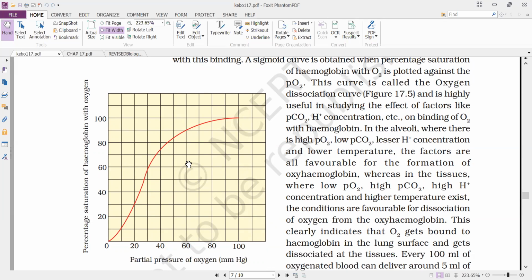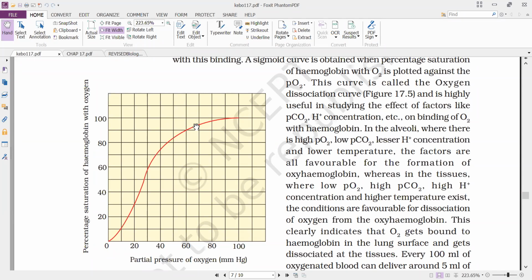If the partial pressure of oxygen and the hemoglobin is increased, now what happens? The curve will shift towards the left side. When the partial pressure of oxygen is more, the curve will shift towards the left side.